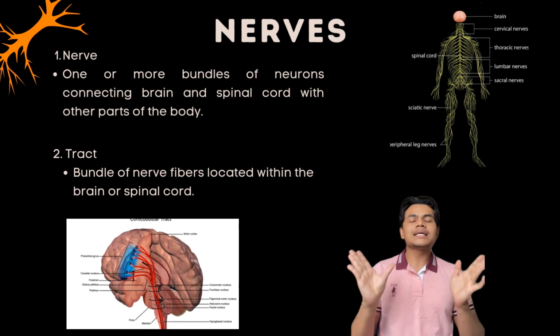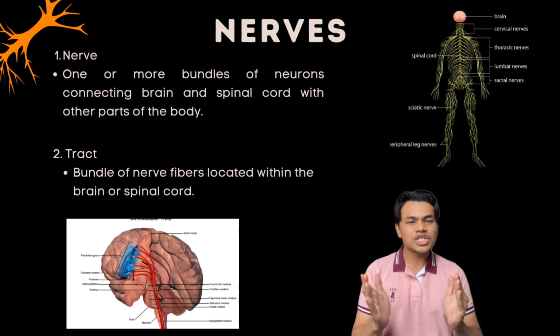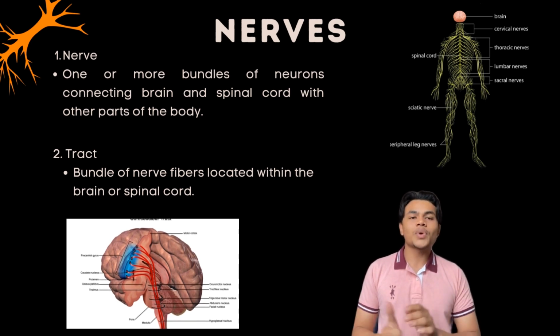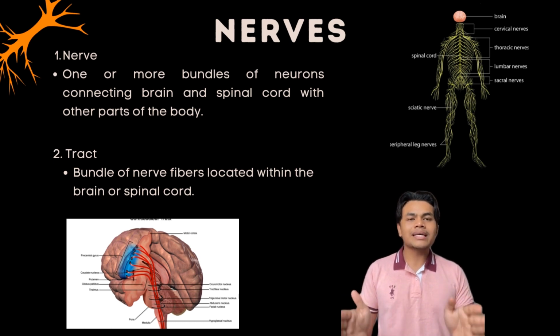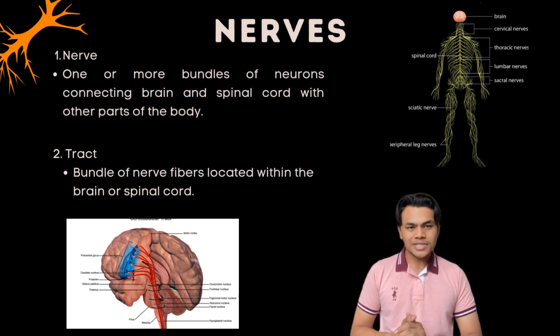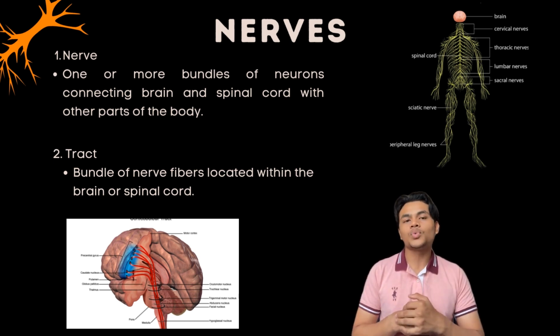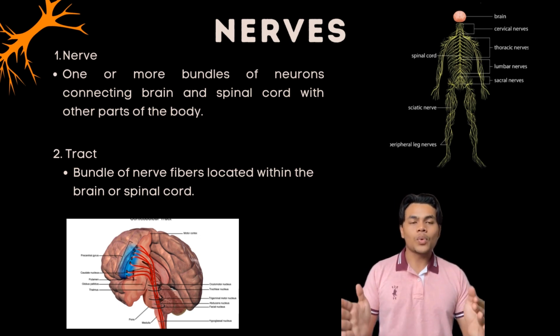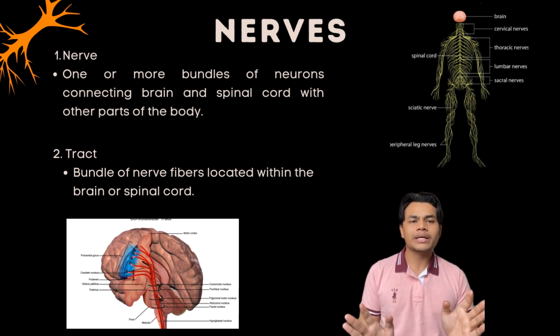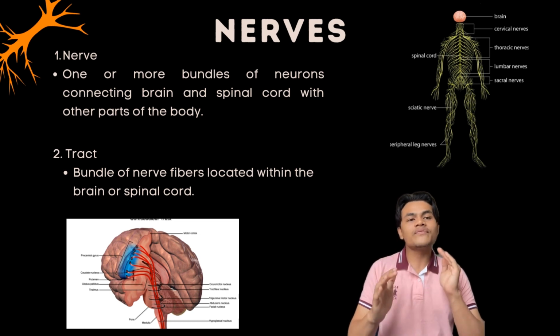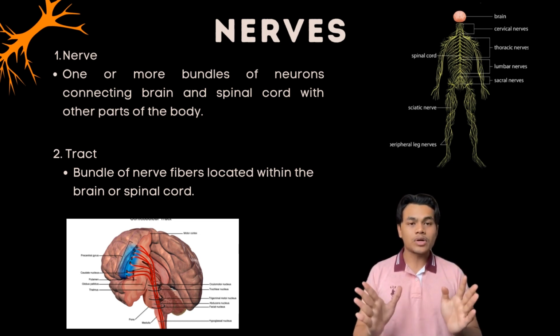So in the nerves, there are several things that we should know: the definition and also the function of it. So the first one is a nerve. A nerve can be defined as one or more bundles of neurons that connect the brain and spinal cord with other parts of the body. Meanwhile, the second one is a tract. A tract is a bundle or group of nerve fibers located within the brain or spinal cord.